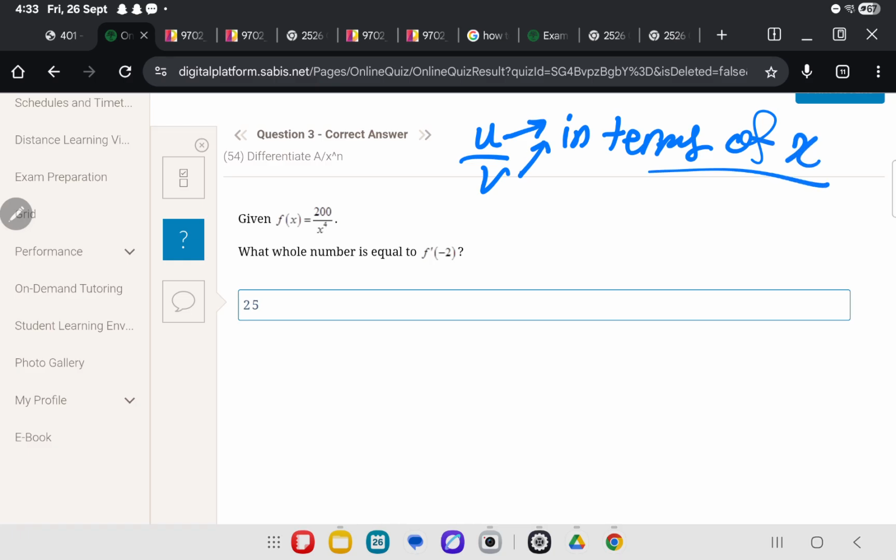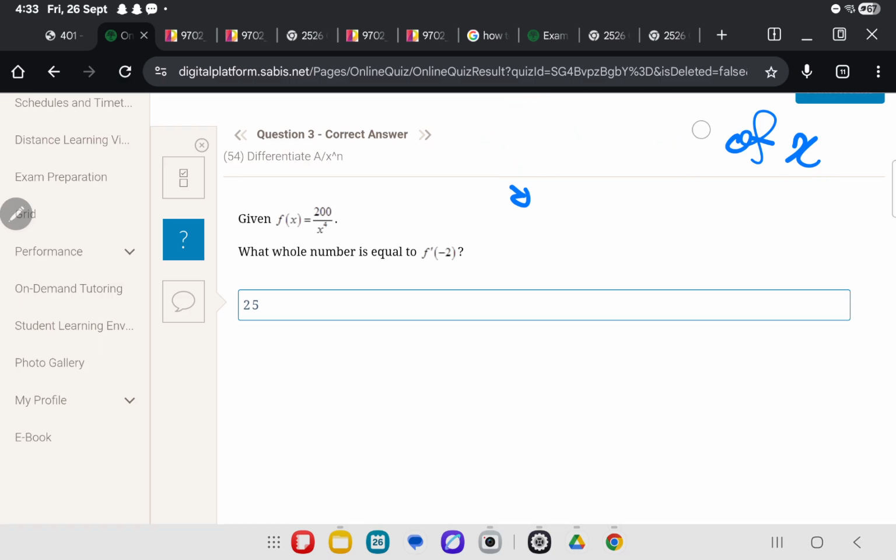Okay, you can't do them for any random function. No, this has to be something x, and this has to be something x. Okay, it has to have x in it. Okay, now here what we can do instead is rewrite f of x.